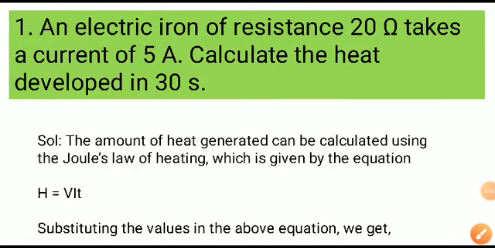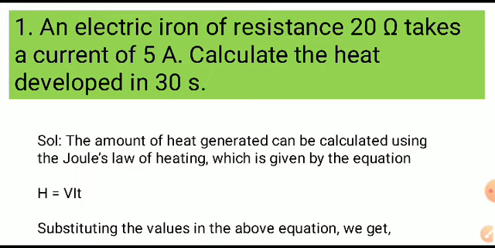Hi, in this video, I am going to take 5 questions from class 10 NCERT science textbook. The first question is from the chapter electricity. The first question is an electric iron of resistance 20 ohm takes a current of 5 ampere. Calculate the heat developed in 30 seconds.